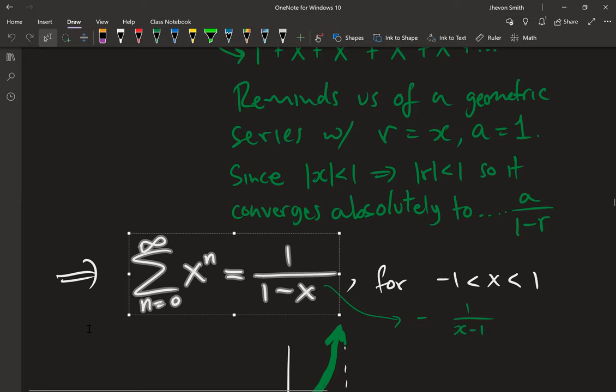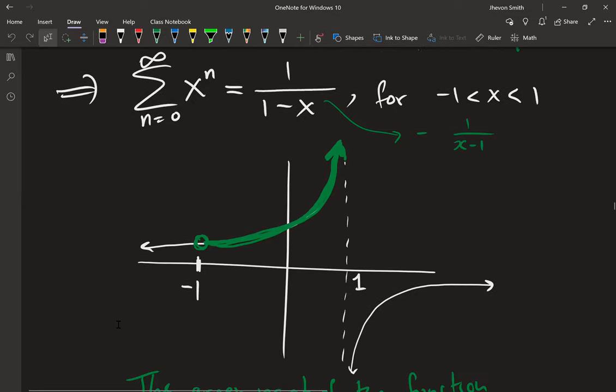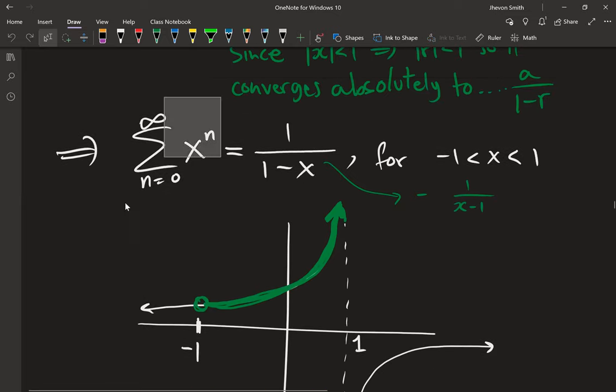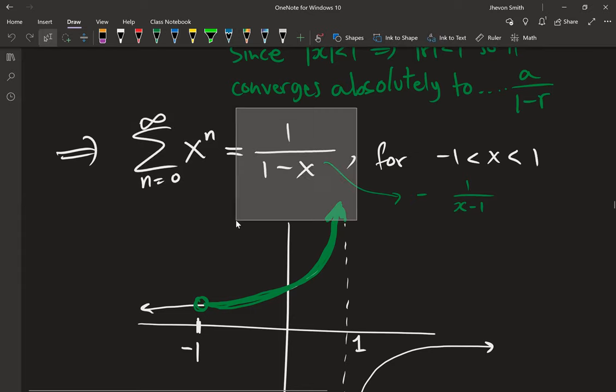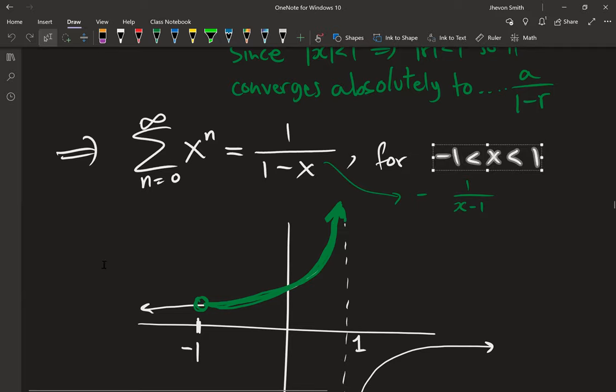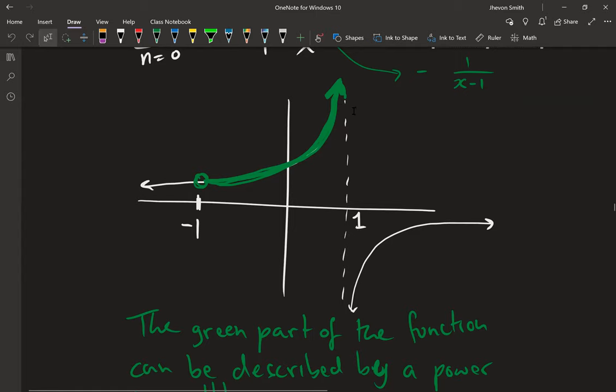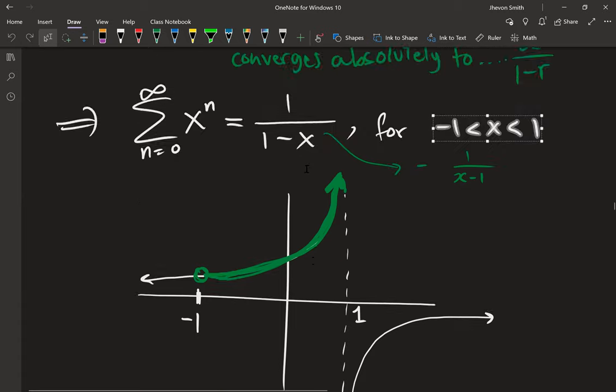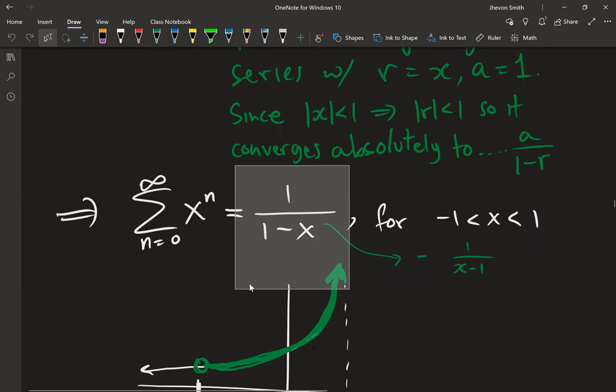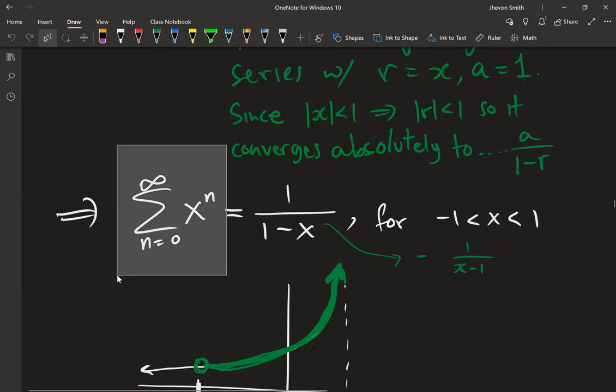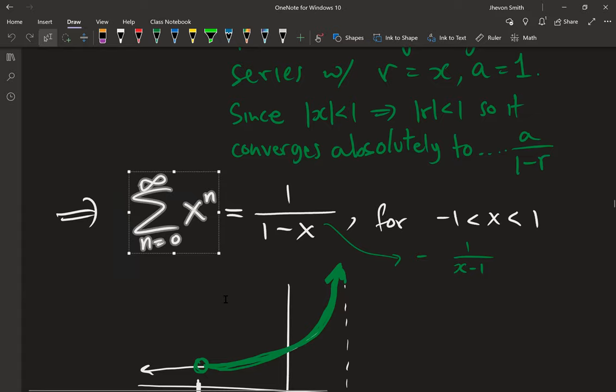And in this case, it only represents the function on this interval, but it is absolutely convergent to the function there. Essentially, what we get for this situation is that the series is the function, meaning whatever I can do with the series, I can do with the function, and vice versa, as long as I am within this range. So as long as I'm on this green part of the graph, my series and my function are one and the same. It's like someone wrote a half over here and they wrote 0.5 over there. It's not different. It's exactly the same thing.